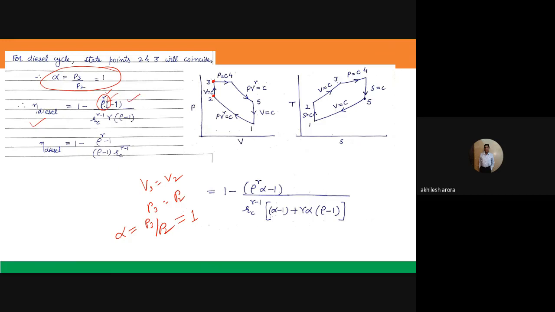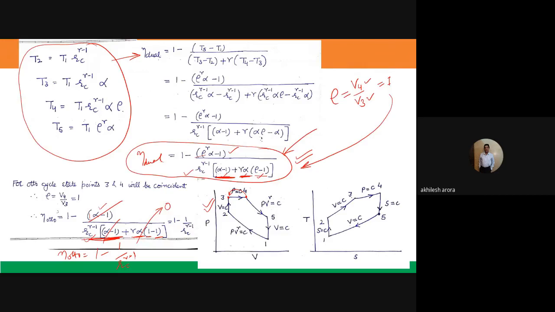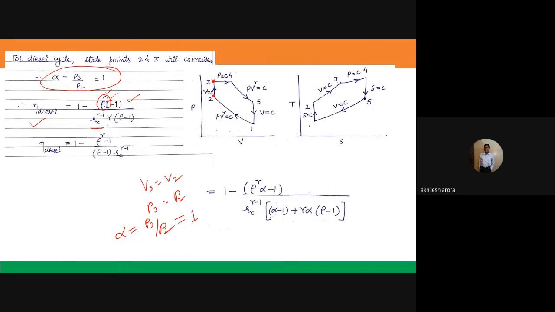Then, as you can see on the previous page, if the value of alpha is 1, this term will become 0, and here the gamma alpha term will go. We will be left with RC raised to power gamma minus 1 times gamma into rho minus 1. You must remember that this was the expression for the efficiency of the diesel cycle. So this is what we derived in the case of the diesel engine. I have written the efficiency of the dual cycle here, but I was looking at the previous slide, so it's okay.